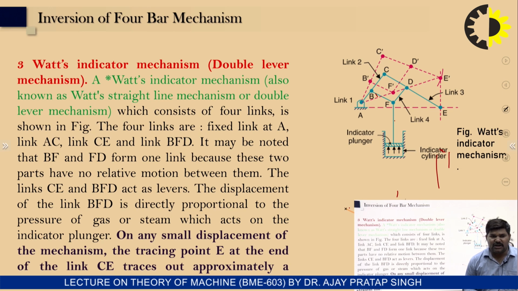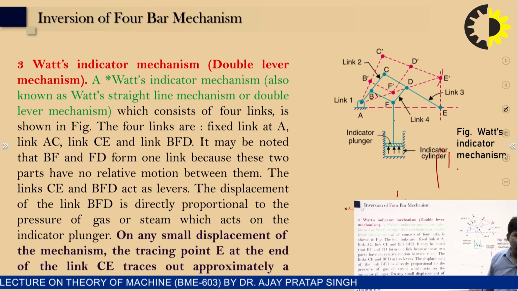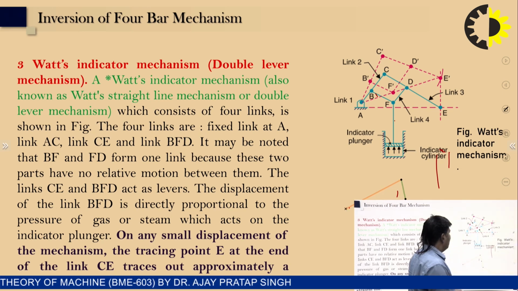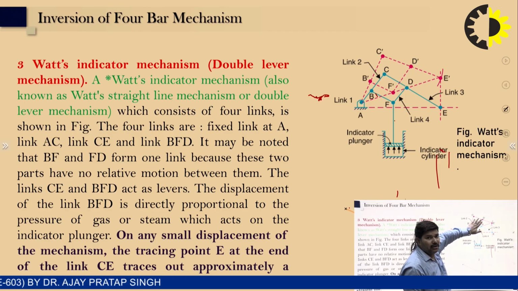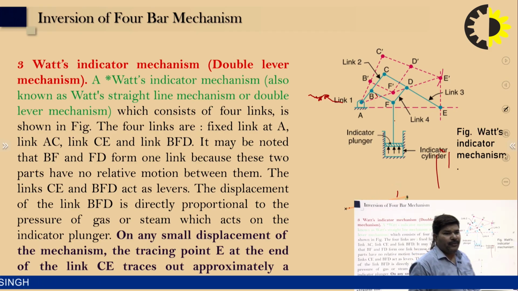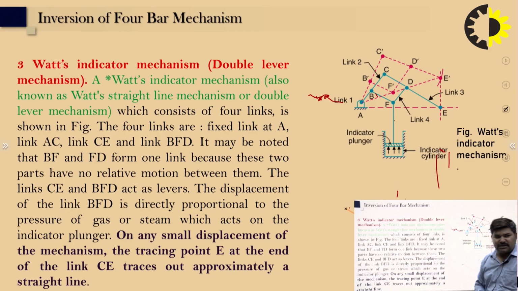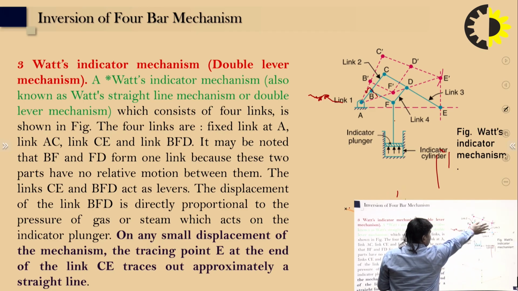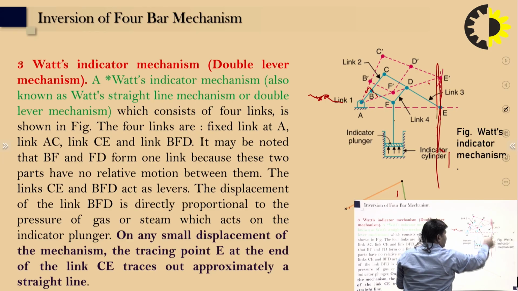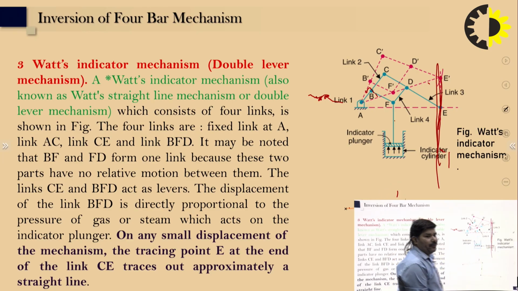On a small displacement of the mechanism, the tracing point E, the end of the link C, traces out approximately a straight line. So if you move it like this or this, the point E follows a straight line.